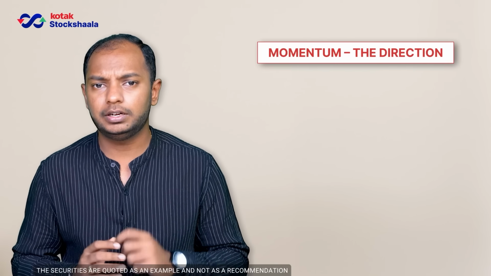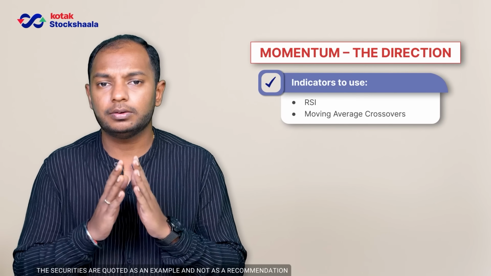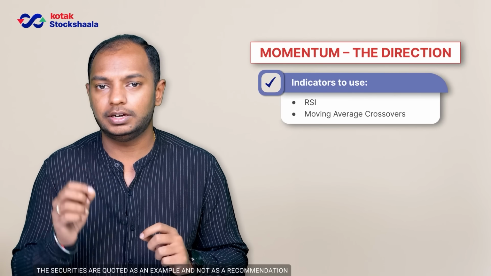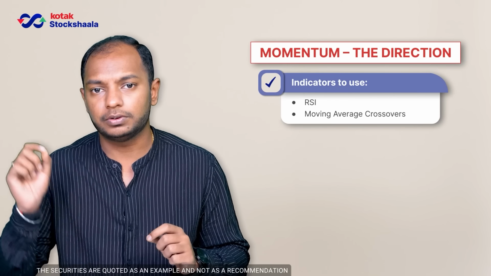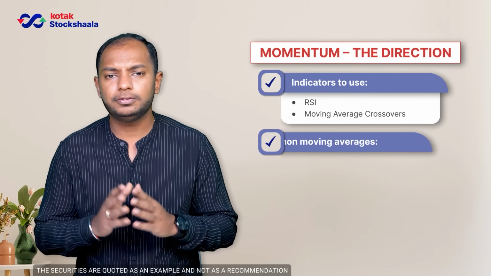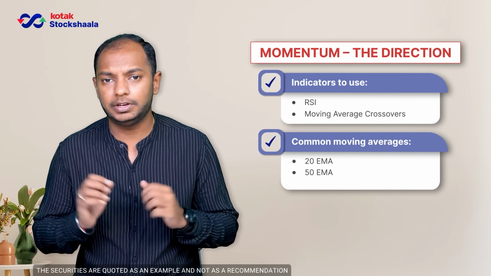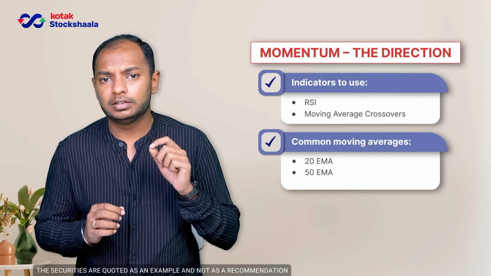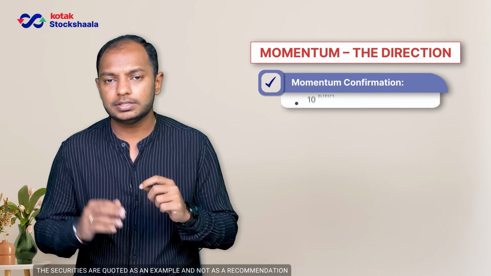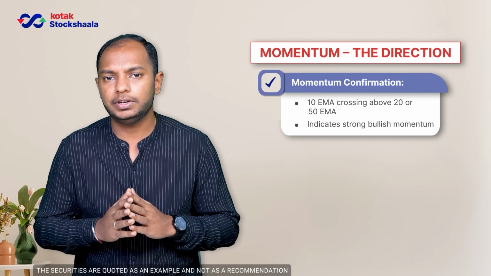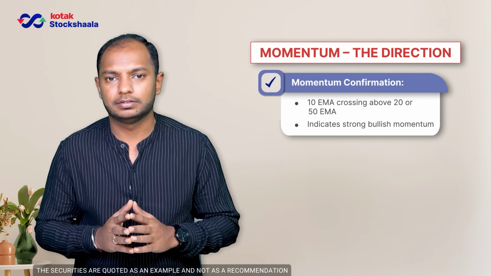And finally, momentum. When it comes to momentum, you can use indicators like RSI or moving average crossovers to confirm the direction, because you don't want to trade against momentum, but rather you want to ride the momentum. Some of the standard moving average crossovers are 20 EMA along with 50 EMA. Sometimes some of the traders also use 10 EMA. So whenever the 10 EMA crosses the 20 or the 50 EMA, that is when you know that the stock is good in momentum and you can expect good movement.